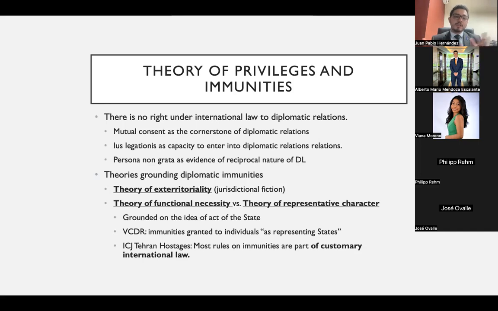And as I mentioned before, the ICJ recognized in the Tehran hostages case that most of these rules on diplomatic immunities and consular immunities are to be considered part of customary international law.